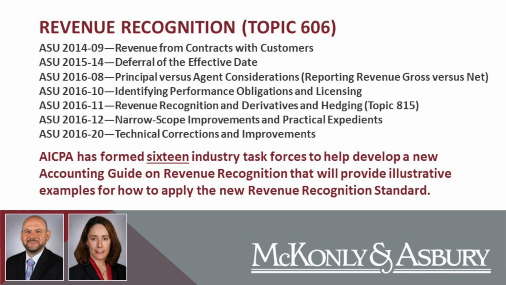So as I mentioned before, there's a lot of accounting standards updates that the FASB works on, and just related to revenue recognition, they've issued several. 2015-14 was the deferral of the effective date. 2016-08, principal versus agent considerations, so they have guidance there. Performance obligations surrounding licensing has its own accounting standard update. Derivatives and hedging fall into topic 815. Narrow scope improvements, technical corrections.